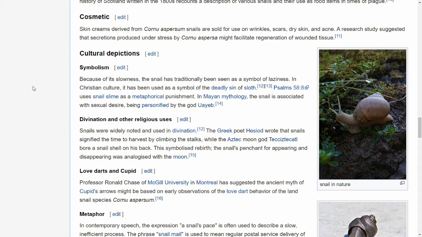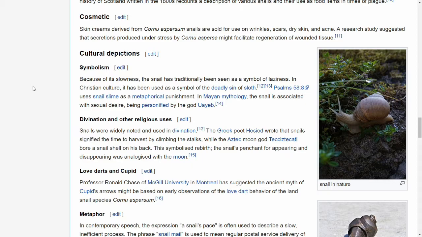Okay, cultural depictions, symbolism. Because of its slowness, the snail has traditionally been seen as a symbol of laziness. In Christian culture, it has been used as a symbol of the deadly sin of sloth. Well, that's stupid. Psalms 58:8 uses snail slime as a metaphorical punishment. In Mayan mythology, the snail is associated with sexual desire, being personified by the god Uayeb.